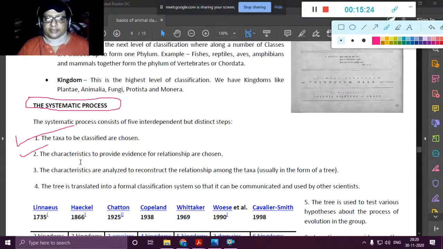The characteristics to provide evidence for relationship are chosen. For example, for dog and cat, you want to put them under order Carnivora. So you have to choose a characteristic on the basis of which they are similar. Both of them eat meat, and therefore they are carnivorous. They are supposed to eat meat. Carnivorous teeth are elongated, so they belong to the order Carnivora. So the characteristic is that they eat flesh.